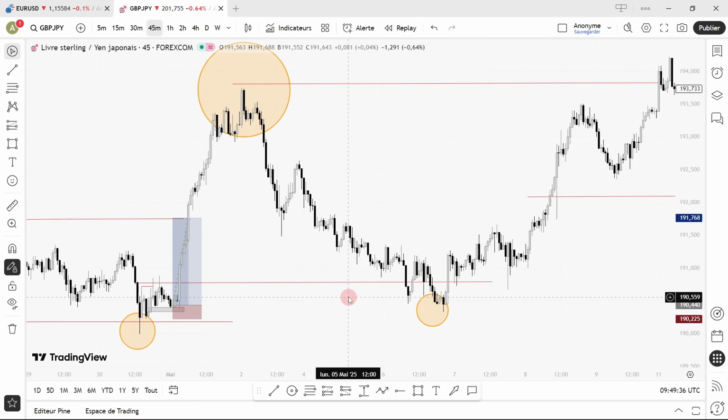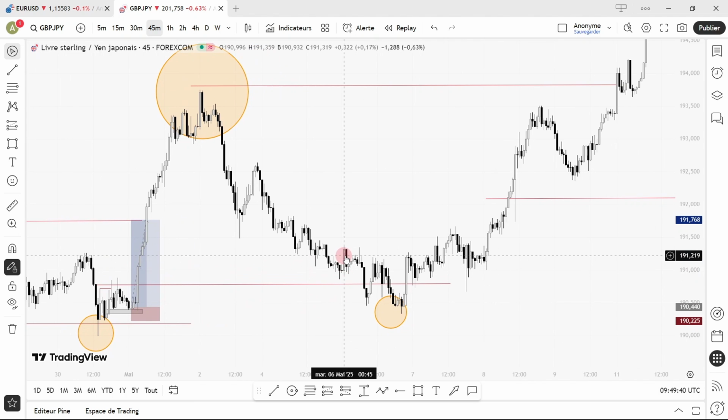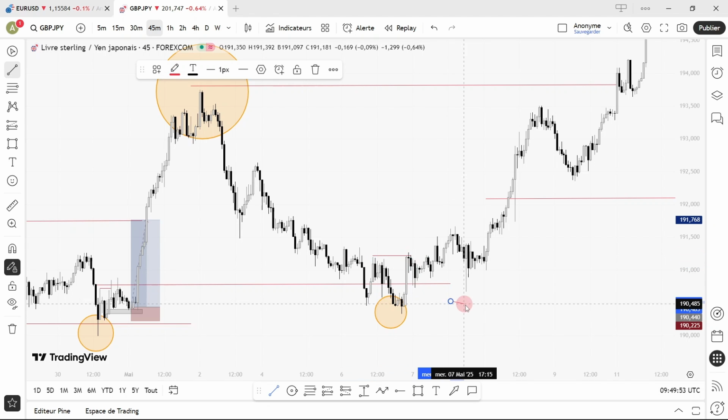So this very demand zone, what happened? It is a higher time frame point of interest. So the market did what? I want you to see this very clearly. The lower time frame switched or changed character right here. What does this mean?